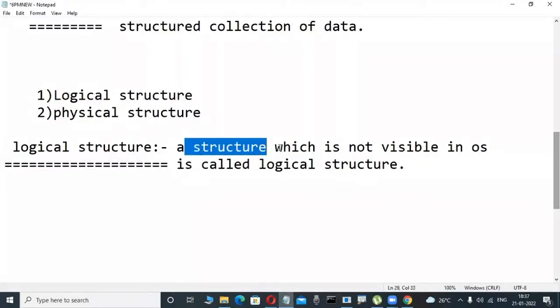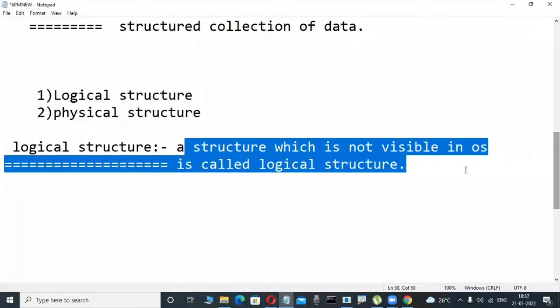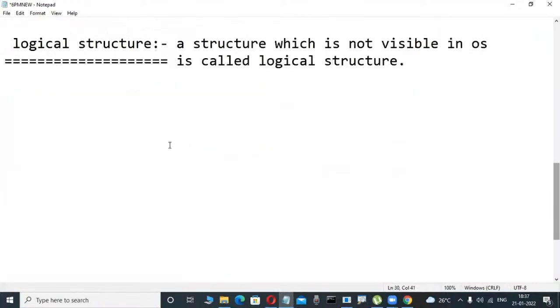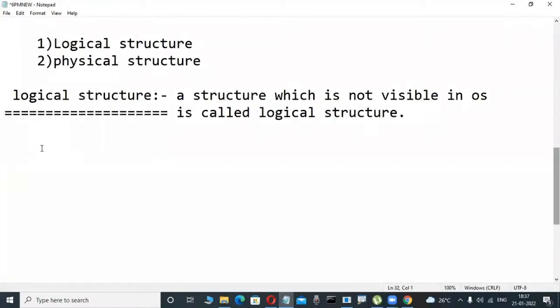That's why a structure which is not visible in the operating system is called a logical structure. But in this logical structure only, developers are working. Suppose I'm a PL/SQL developer, you are a SQL developer, Java developers, .NET developers, Python developers, ETL developers. These all persons are working in a logical structure. That logical structure contains tables, in Oracle, SQL Server, MySQL also tables are there. Views are there, synonyms are there, indexes are there. These are all the database objects.